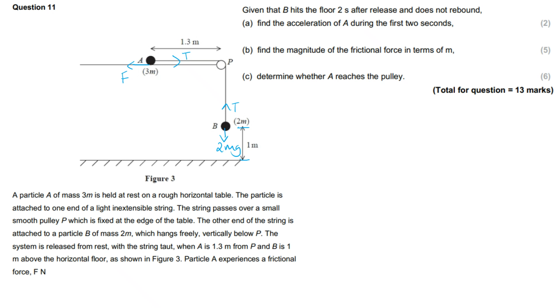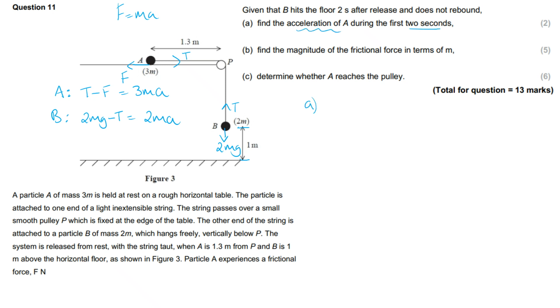Now we can apply F equals ma to both A and B. So for A, it's going to be T minus F is equal to 3ma. For B, it's going to be 2mg minus T is equal to 2ma. Now we've got T, F, and a, 3 unknowns, and we're not going to be able to solve it with those 2 equations. And for part A, we're being asked to find the acceleration for the first 2 seconds.